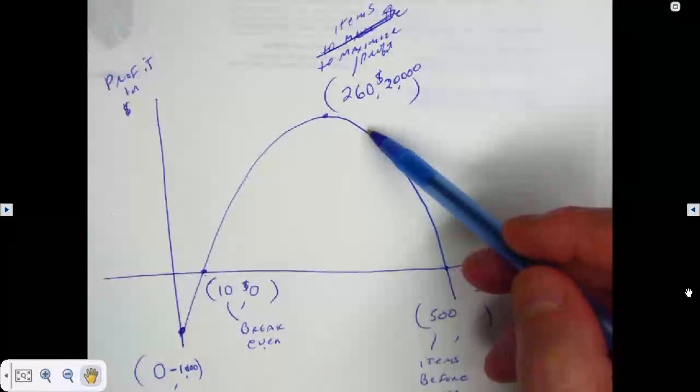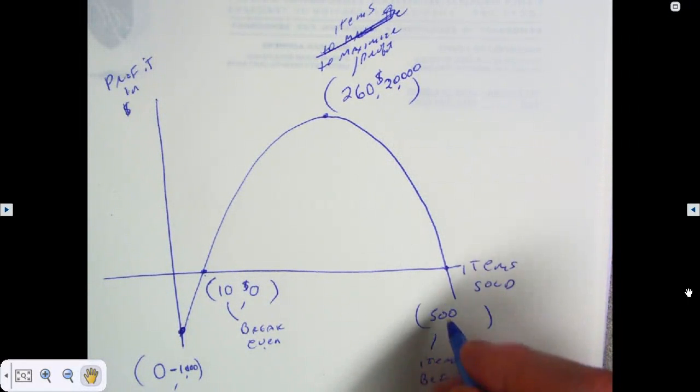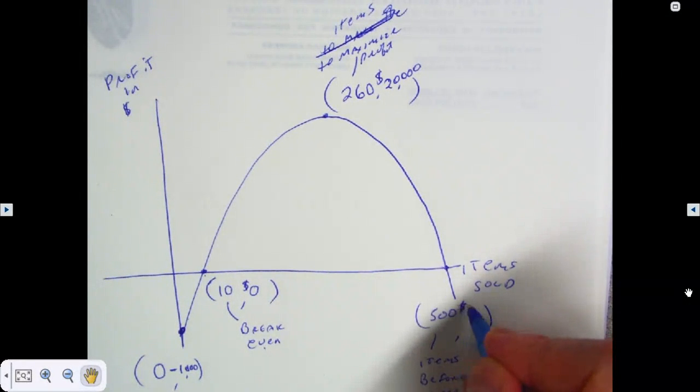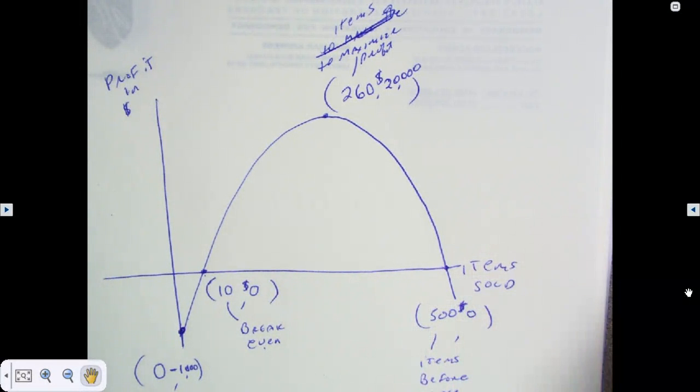But then you can see that the profit starts decreasing again until finally, at 500 products sold, you're back down to $0 profit. So I know that might not make sense, that you'd lose money if you sell more items, but that is what actually happens in some cases.